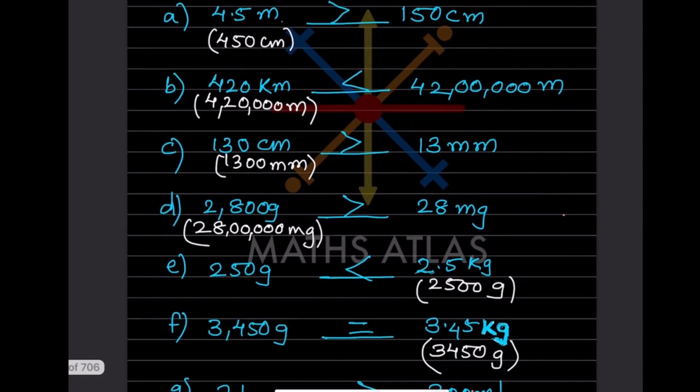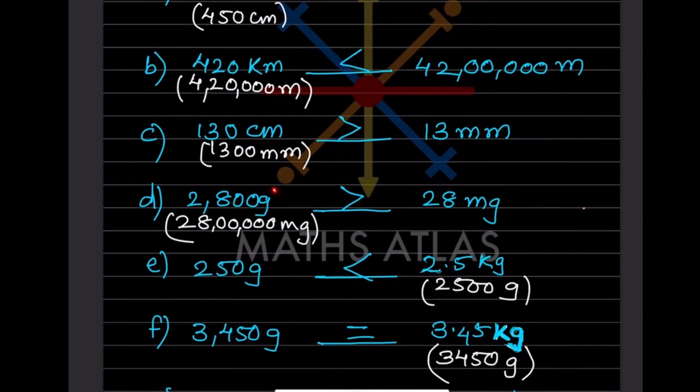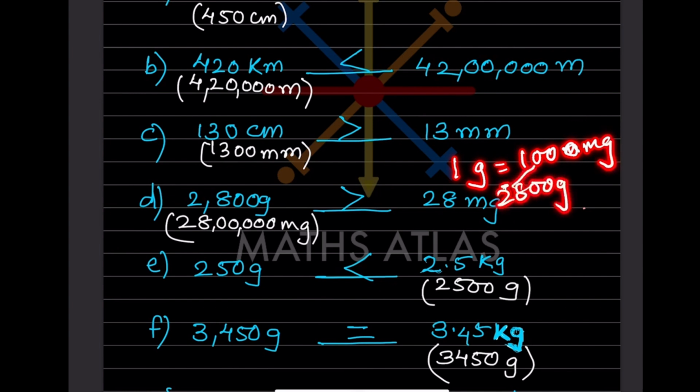The next one says that this is in grams and this is in milligrams. So now here, what is that? 1 gram is 1000 milligrams. So we want 2800 grams. So how many zeros are here? These 2 zeros and this 3. Means there are going to be 5 zeros, right, when you multiply it. So 1, 2, 3, 4, 5. And the 28 remains the same. So this is in milligrams you got.